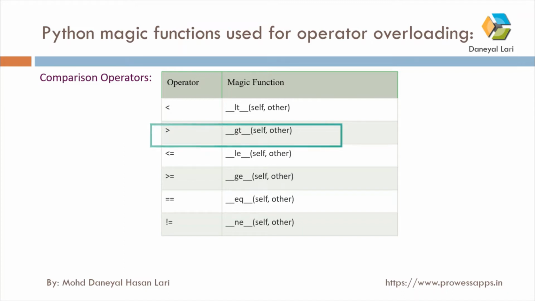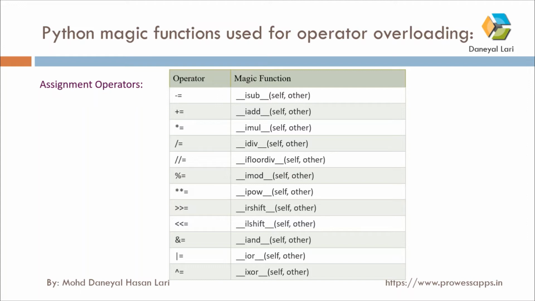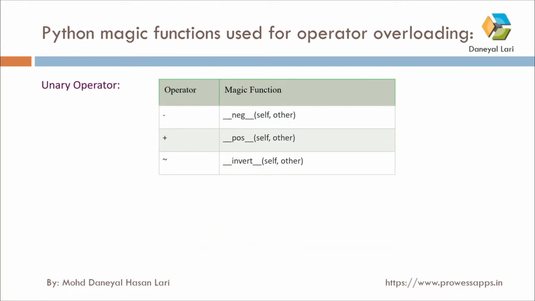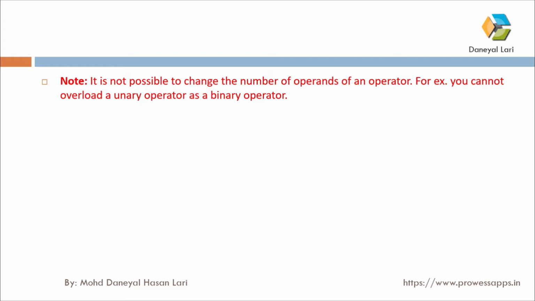For the assignment operators, here is the list. Similarly, for the unary operators, the corresponding method for every operator is listed here. But one thing you have to remember, guys, just make a note in your notebook: it is not possible to change the number of operands for an operator. You can overload the operator, but you cannot change its behavior. For example, you cannot overload a unary operator as a binary operator.